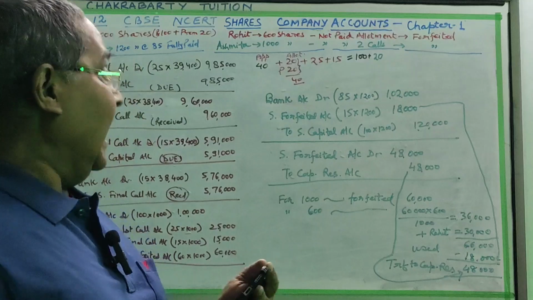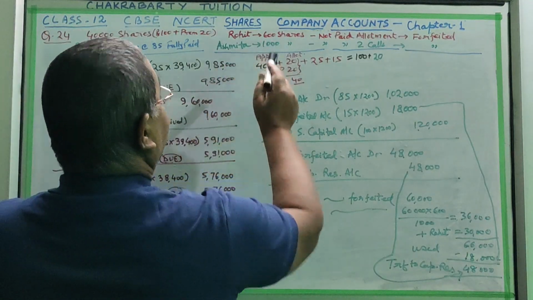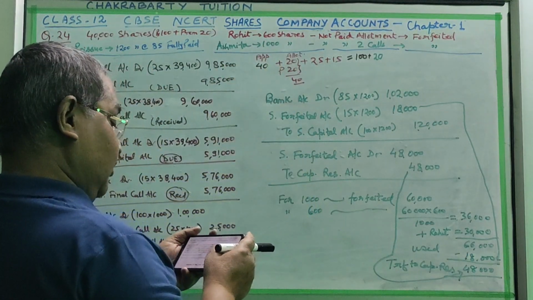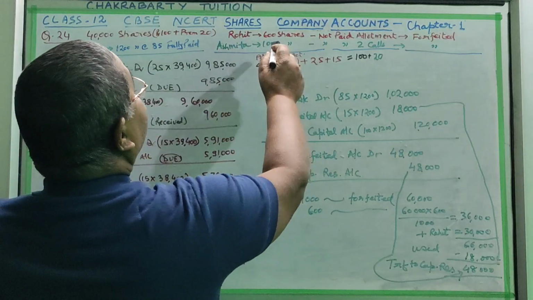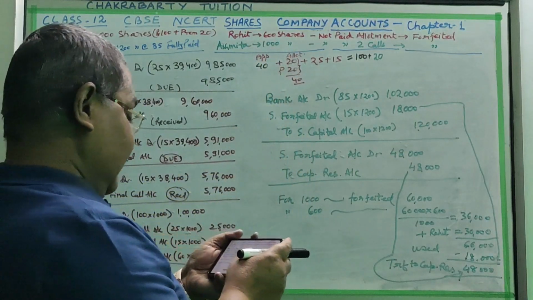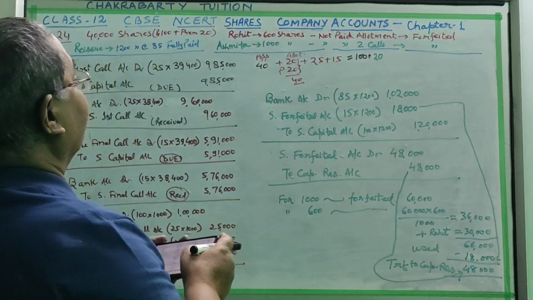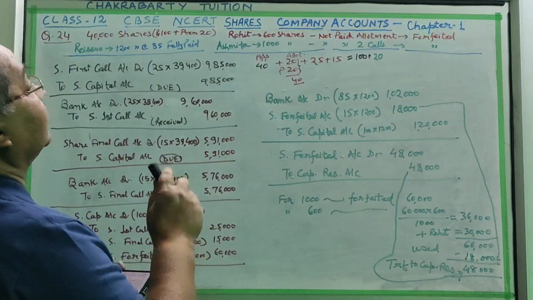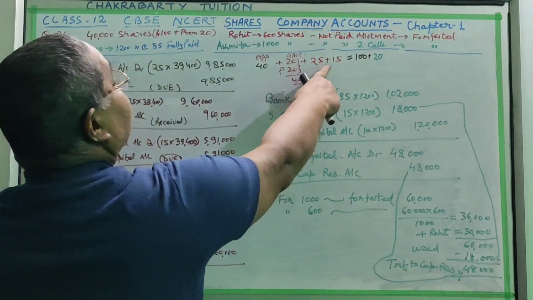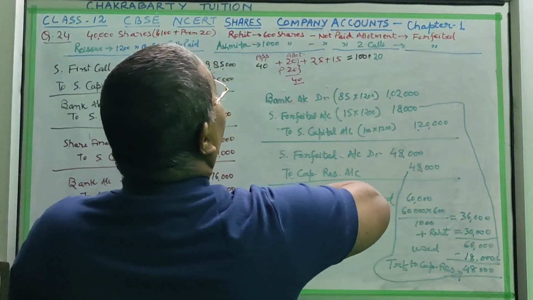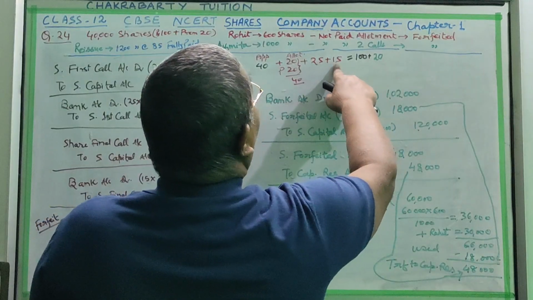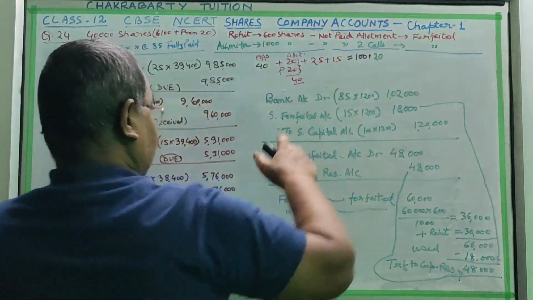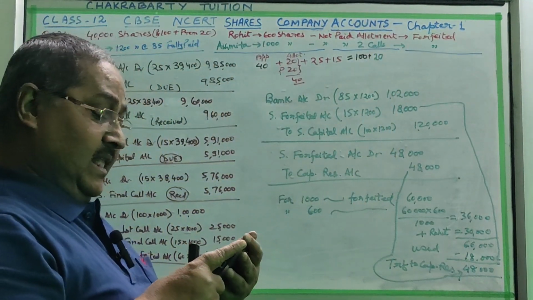Okay. Now, Asmita. Asmita, who had applied for 1000 shares, failed to pay the 2 calls. She has not paid the 2 calls, of 25 and 15. She has not paid these 2 calls.